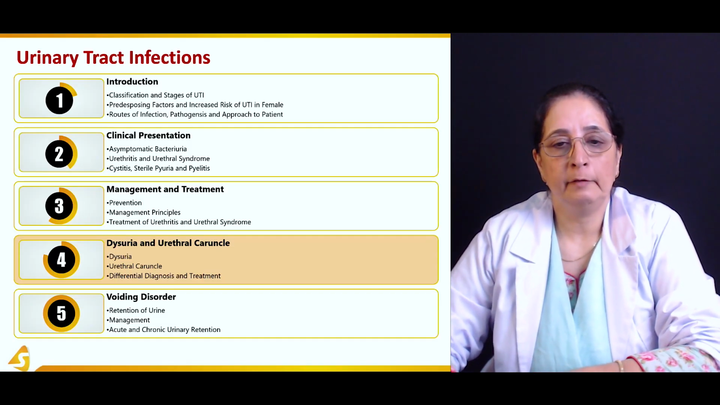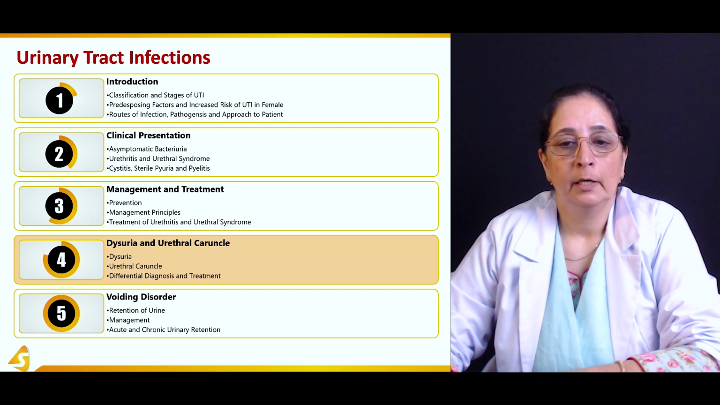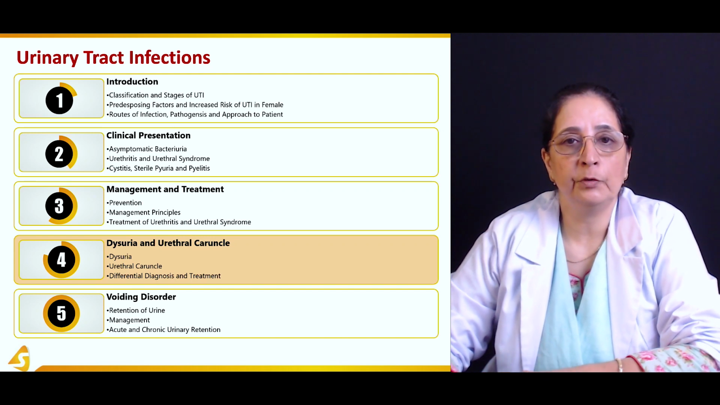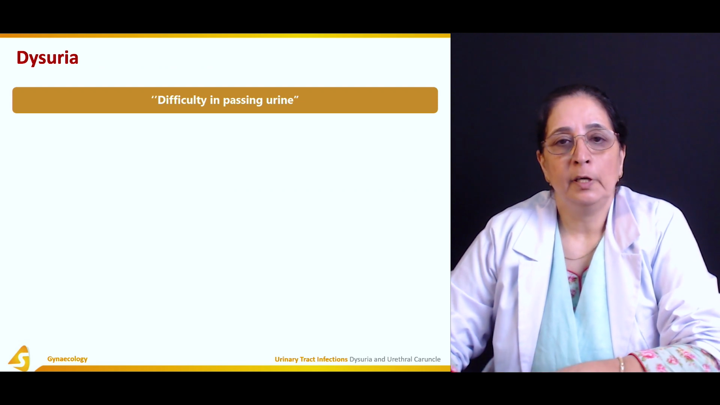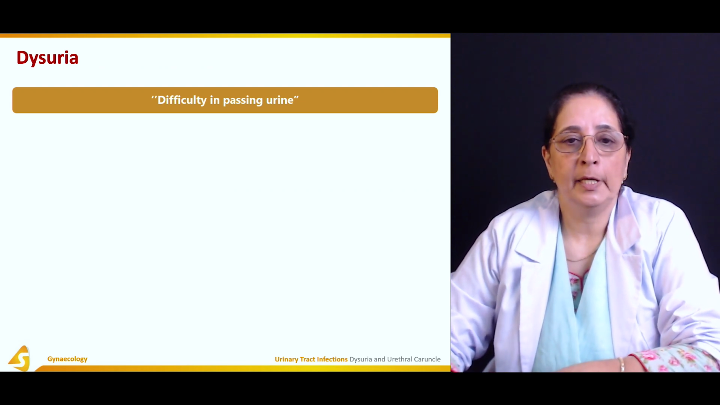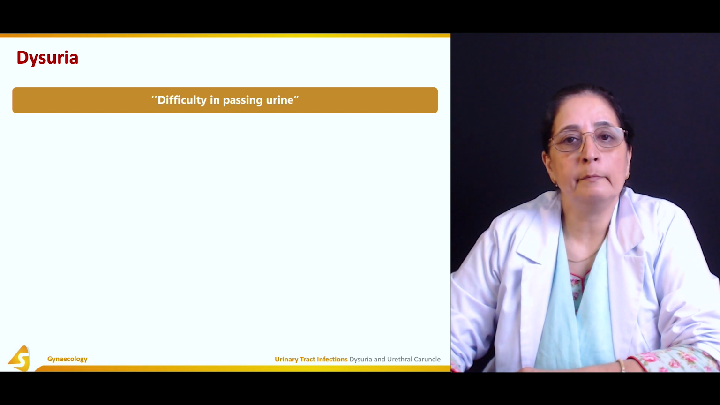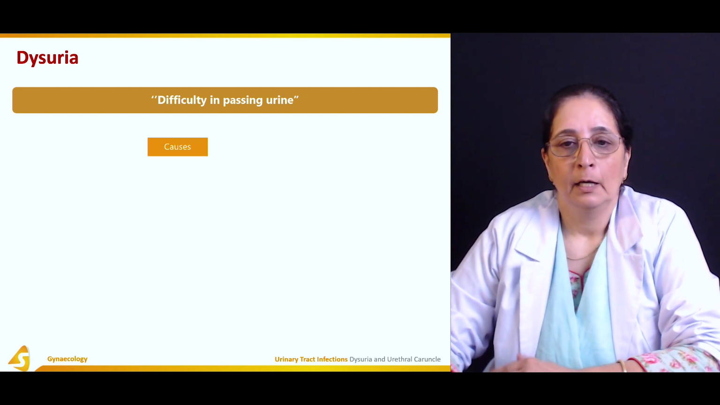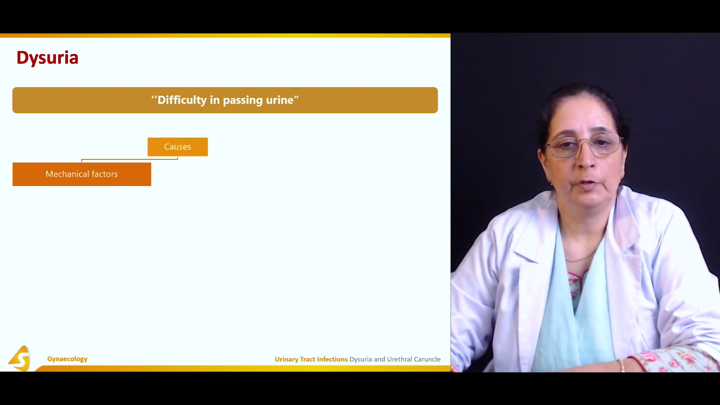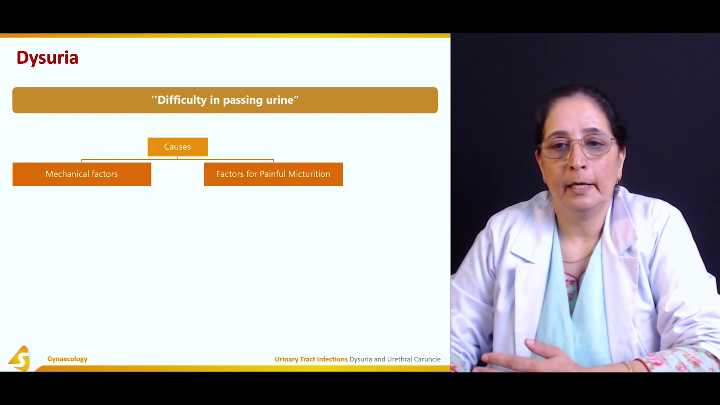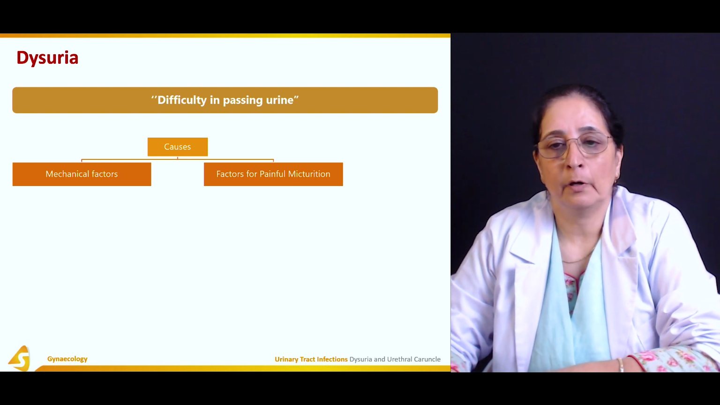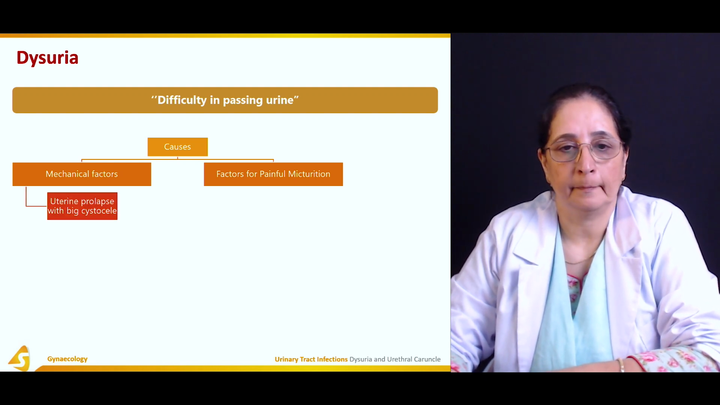In this section, we will talk about dysuria, urethral caruncle, and differential diagnosis and treatment of dysuria and urethral caruncle. So dysuria, as we mentioned before so many times, is difficulty in passing urine. What are the causes of dysuria? It can be mechanical factors and it can be factors for painful micturition.